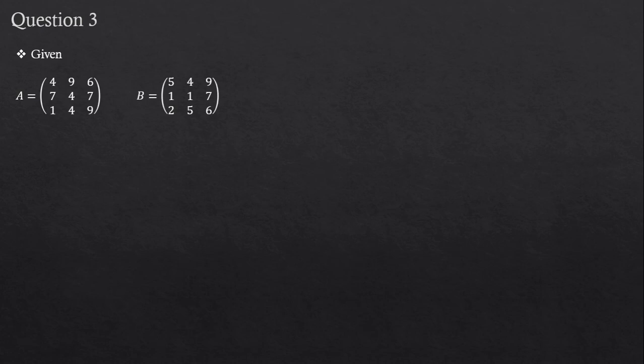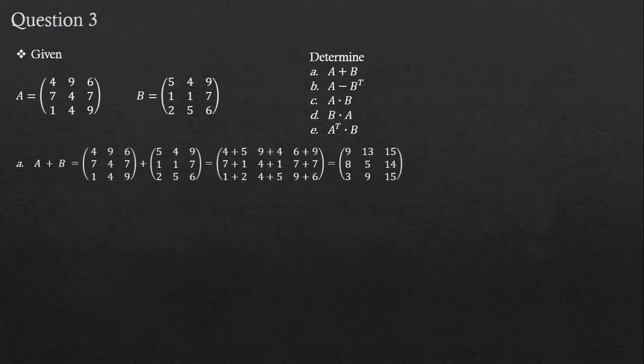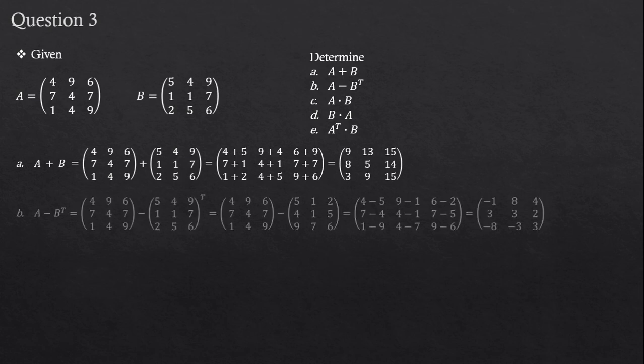Given two 3 by 3 matrices, determine all of the sub-questions. For part A, it's very simple. We need to add matrix A with B. So 4 plus 5 is 9, 9 plus 4 is 13, 6 plus 9 is 15, and so on. We get 9, 13, 15, 8, 5, 14, 3, 9, 15. We just need to add the corresponding elements.